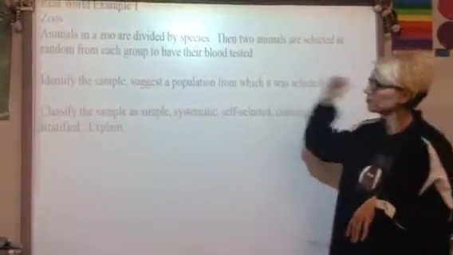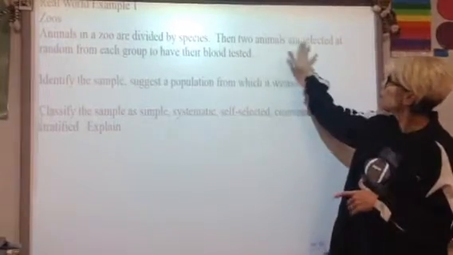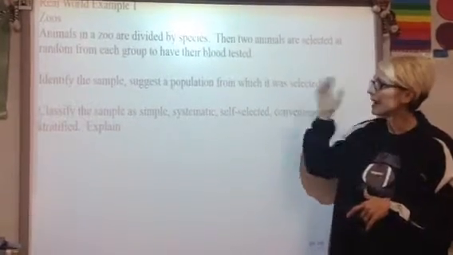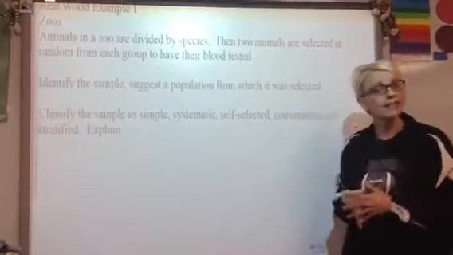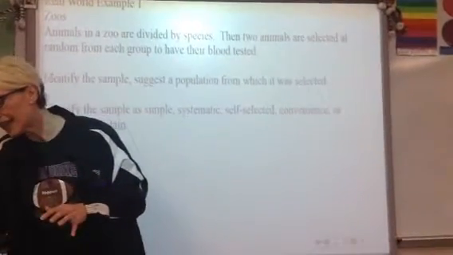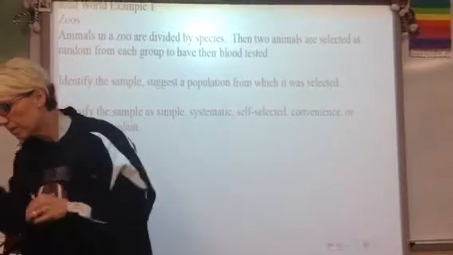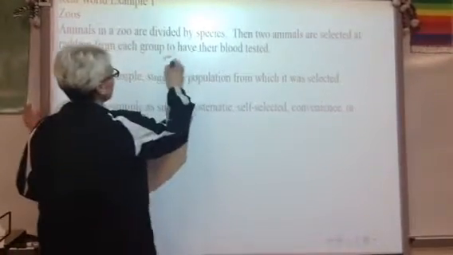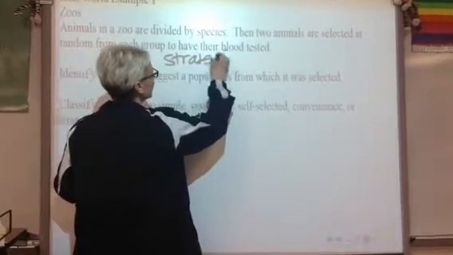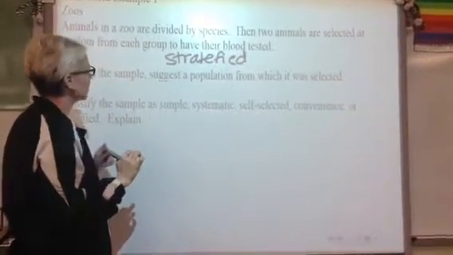Which would this be? Animals in a zoo are divided by species. Then 2 animals are selected at random from each group to have their blood tested. What kind of sample does that sound like? Now, if you'll look at your notes, you'll notice that that is, in fact, a stratified sample. I don't know if I spelled that right, so you can correct me if I made a mistake there.